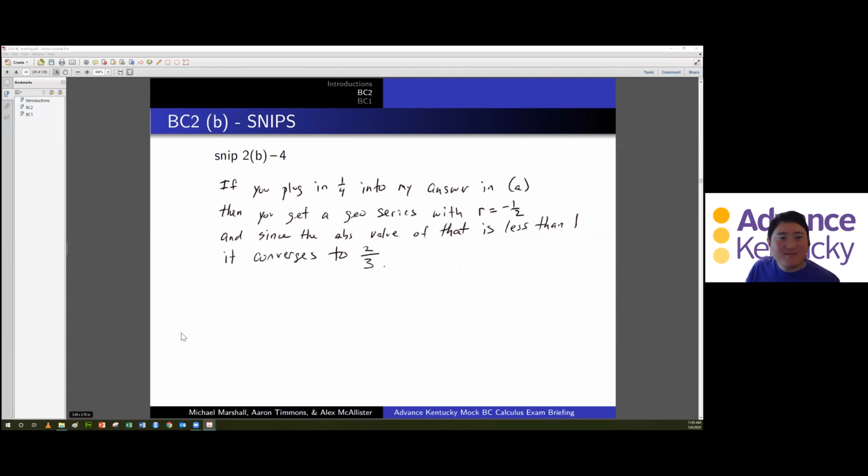So this one, the student is taking a little bit different approach. They decided to verbally tell us that if you plug in 1/4 into my answer from A, you get a geometric series with R equals -1/2. Okay, there's the first point they've earned. And since the absolute value of that is less than 1, that's the second point. It converges to 2/3. That's the correct sum, but there's no supporting work. We said there needs to be supporting work for that. So this is a 1-1-0. I hate that for the student, but that's how it's scored.